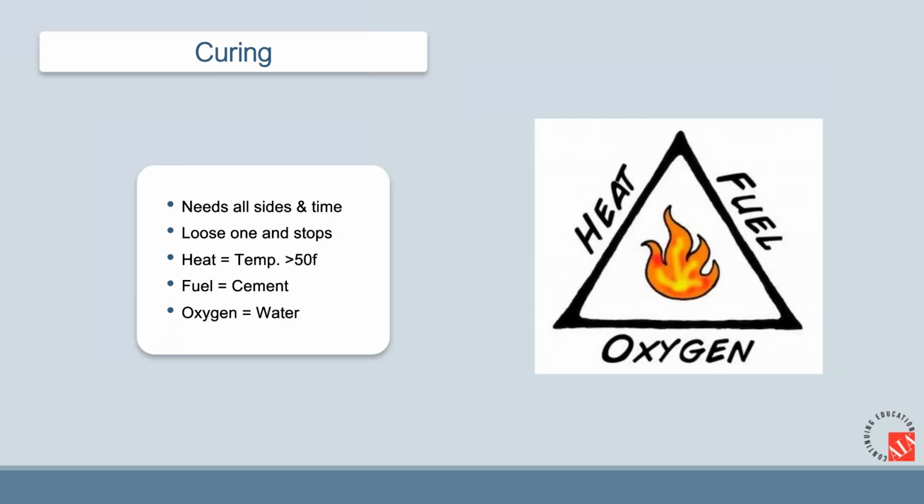If you can remember the concept of the fire triangle, this will help you better understand the curing process. They're very, very similar. For a flame to exist, you require fuel, you require heat, and you require oxygen. For curing to exist, it's very similar. You need internal temperatures above 50 degrees. You need fuel. You have to have enough cement in your mix to cause that exothermic reaction that takes place when you mix the water and the cement, and that oxygen, or that catalyzing agent that causes it all to work, is the water. Lose one of the three sides of the triangle and the curing process stops. Like I said, it can last for days, it can last for decades.